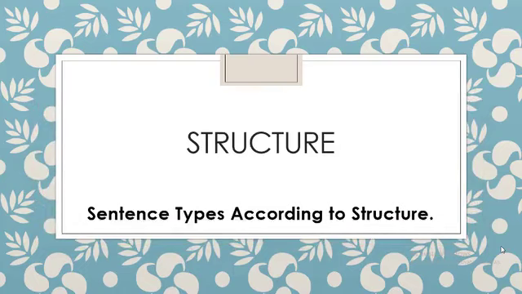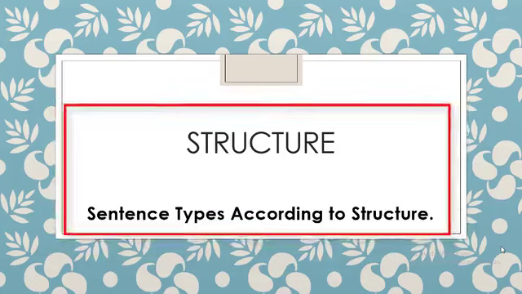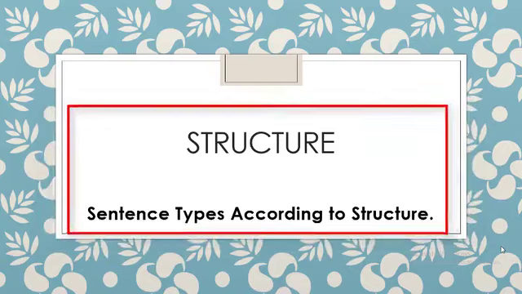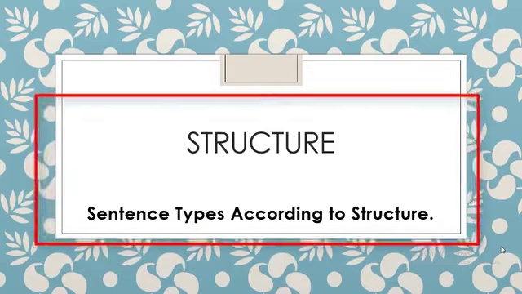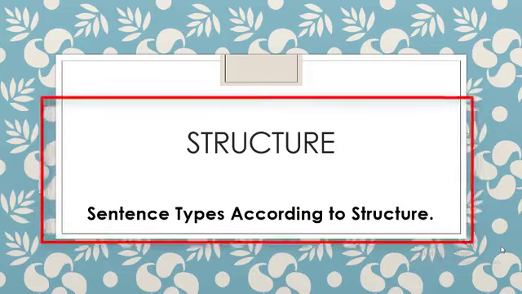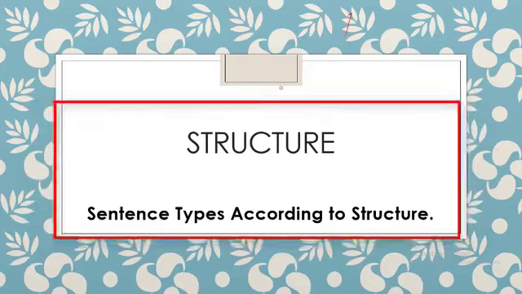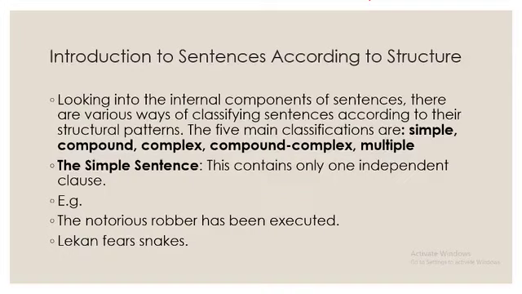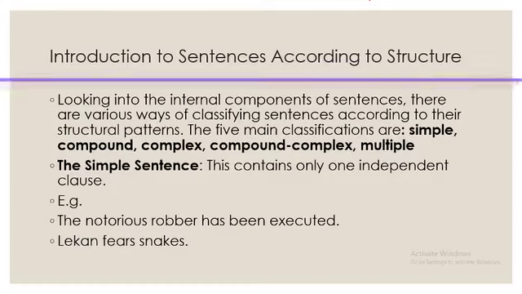Welcome back. Like I said earlier, we are reviewing different aspects of English. So we'll begin with structure. And under that, we're going to view the different sentence types according to structure, where we'll look at what we call the simple sentence, the compound sentence, the complex sentence, the compound complex sentence, and also what you call multiple sentence. So let's begin with the simple sentence.